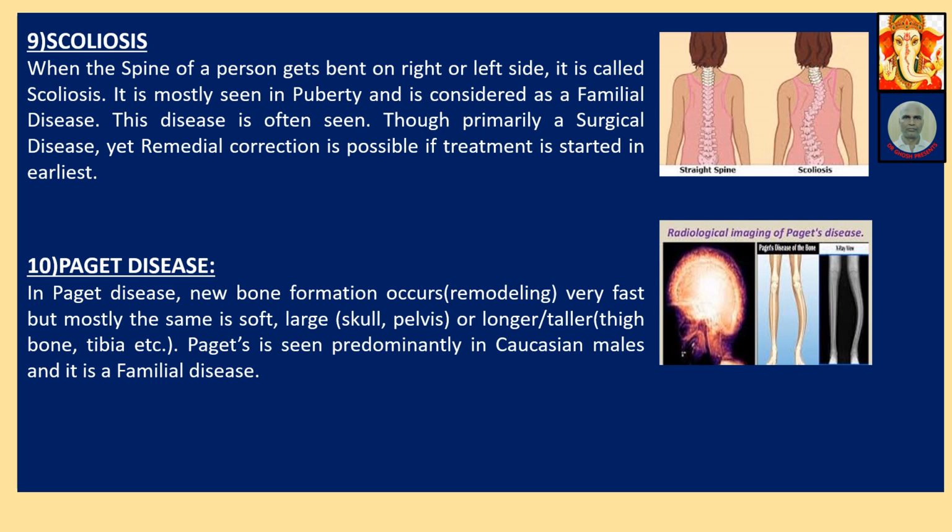Look at the right side. The skull is much bigger. The bones of the legs are much longer. This is Paget's disease, shown here. These are the bones of the legs. This is the skull, a huge skull, because of this malformation.